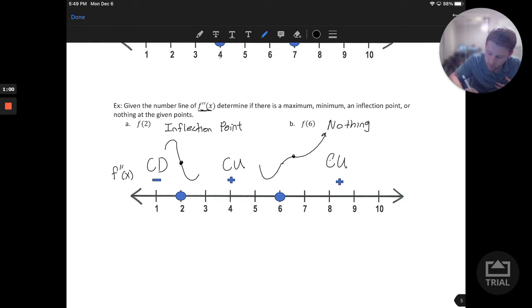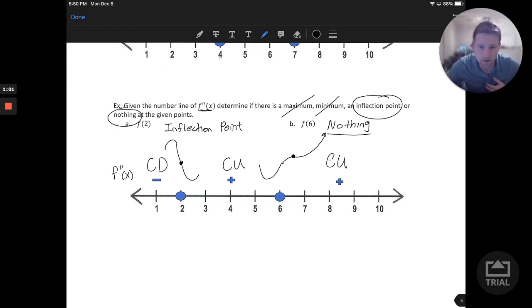So this point that kind of levels out, this could be somewhat of a shelf point or saddle point, but we're not actually changing concavity, and so there's really nothing happening on the graph. At least it's not one of these three: maximum, minimum, or inflection point. So the only thing that a second derivative graph can determine is if we are an inflection point or if we are nothing at all. It does not determine maximum or minimum. That is not possible with a second derivative graph.